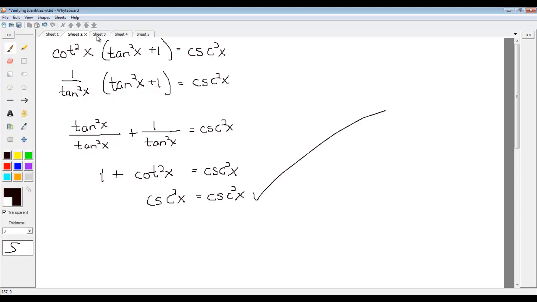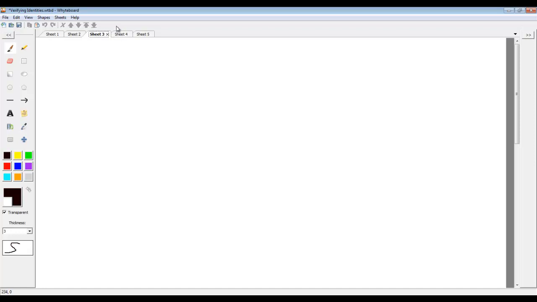Like, oh, okay, that one's not too bad. You know, I simplified it some and then distributed, simplified fractions, and then worked with my fundamental identities. Okay, next one.